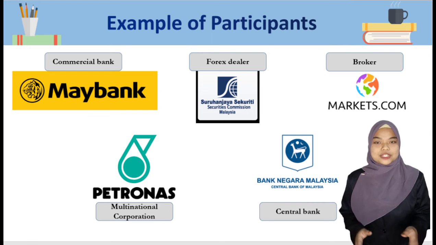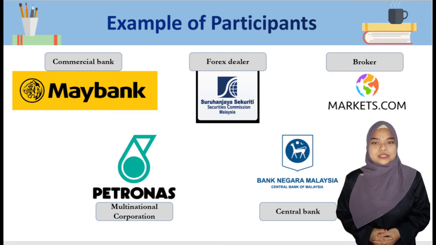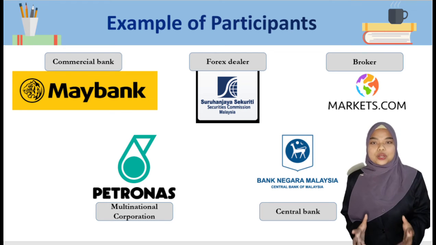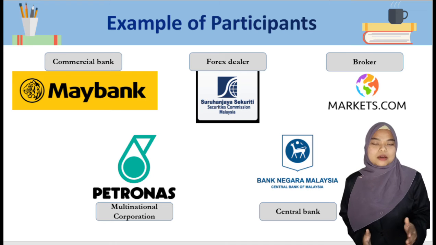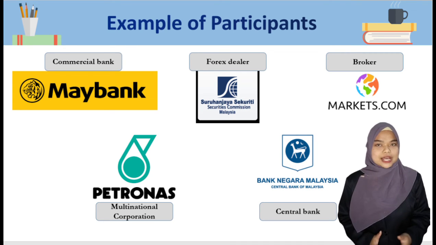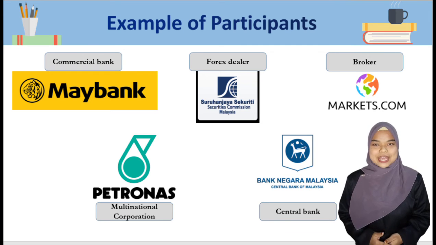Next, we move to the next slide. It visualizes an example of each participant. So, for commercial bank, it is Maybank Berhad. Forex dealer is Securities Commission Malaysia, SCM. Next is broker, which is Market.com. MNC, which is multinational corporations, is Petronas, and lastly, the central bank is Bank Negara Malaysia, BNM.